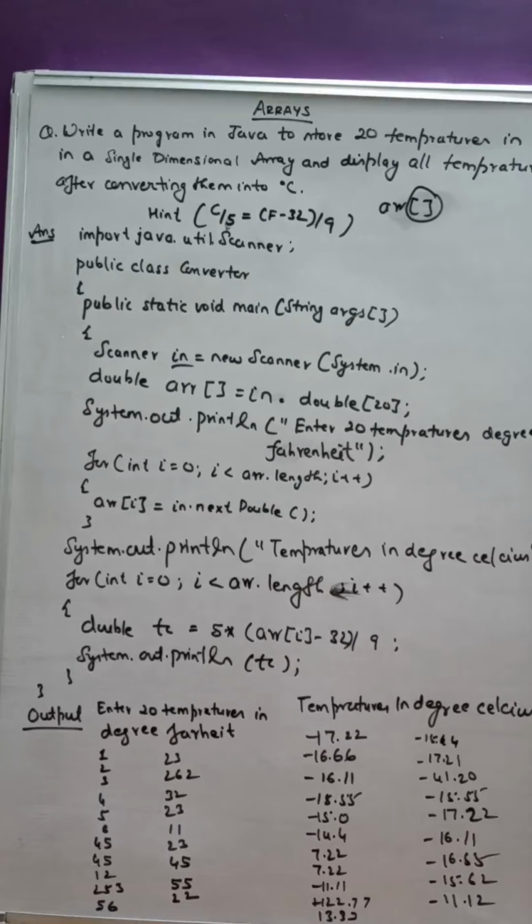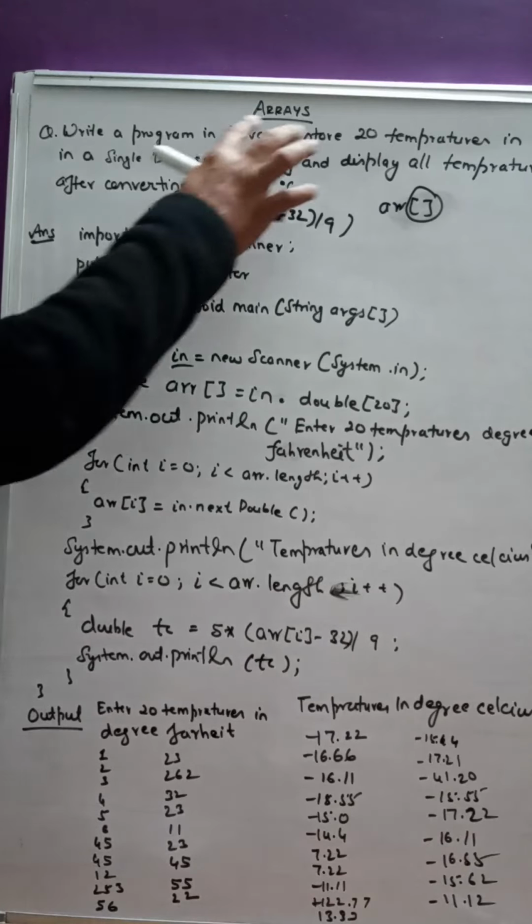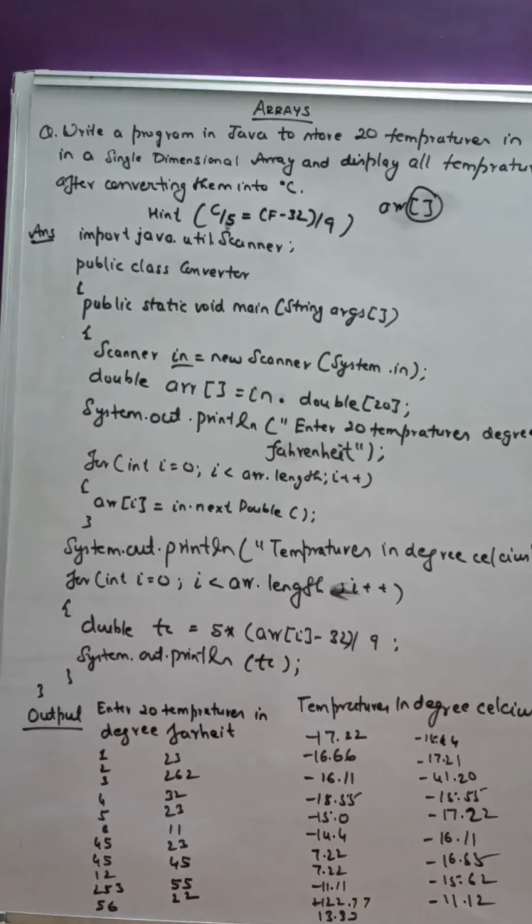Okay, so in this program you can see that we have to convert the given temperatures from degree Fahrenheit to degree Celsius. The question reads: write a program in Java to store 20 temperatures in degree Fahrenheit in a single dimensional array and display all the temperatures after converting them to degree Celsius. The hint for it is provided in the form of a formula.